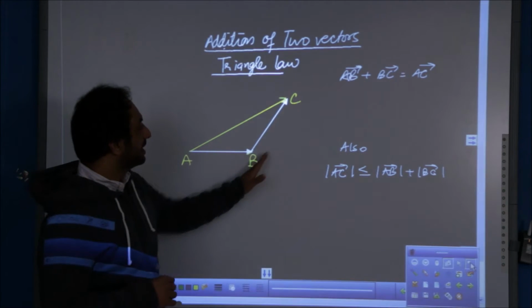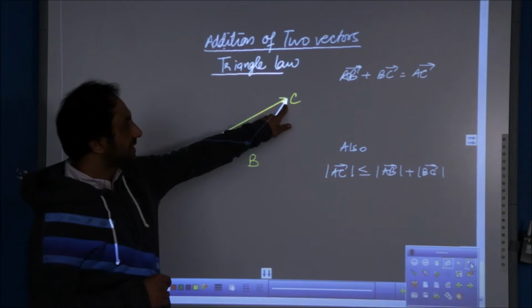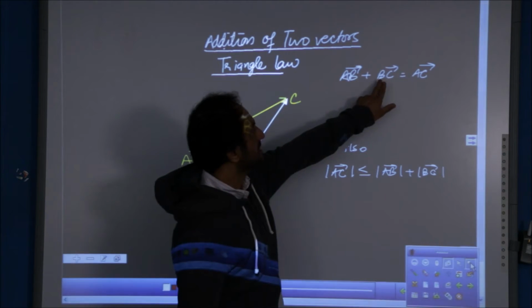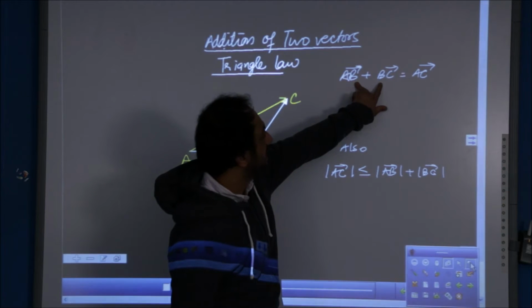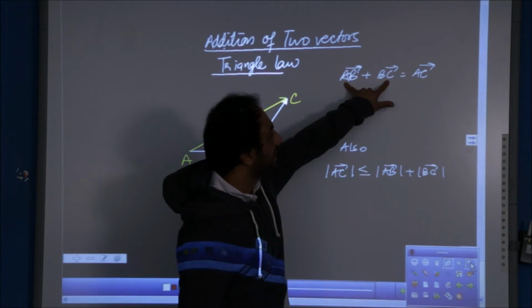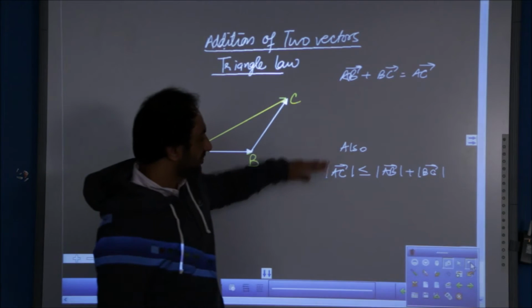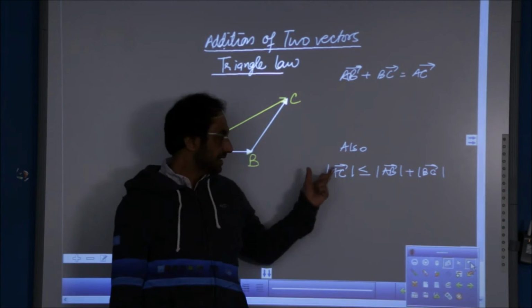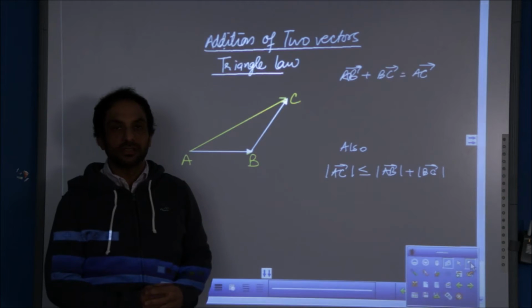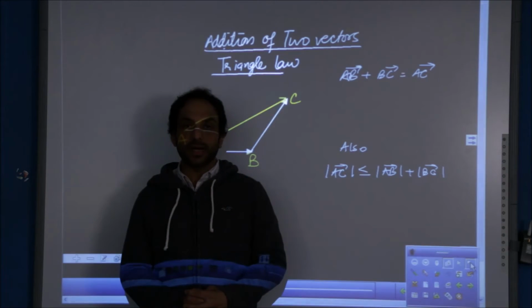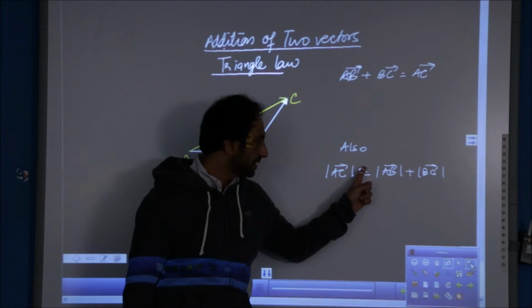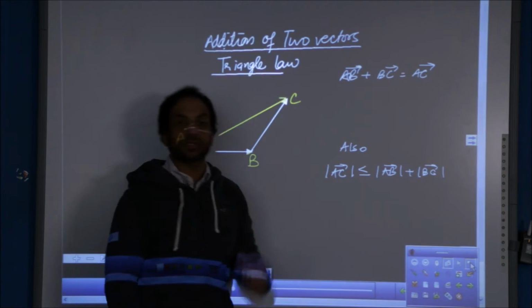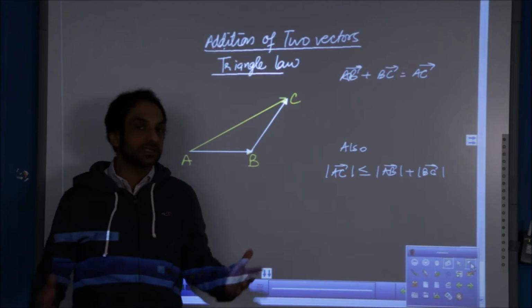So this AB plus BC is resulting in AC. AB vector plus BC vector is AC vector. You can see that we have bypassed B and the result is directly from A to C. Also, if we talk about their magnitudes, then it holds the property of the triangle, or we call it the triangular inequality, that the sum of the magnitudes of the two distances must be greater than or equal to the third distance. This is about the triangle law of addition.